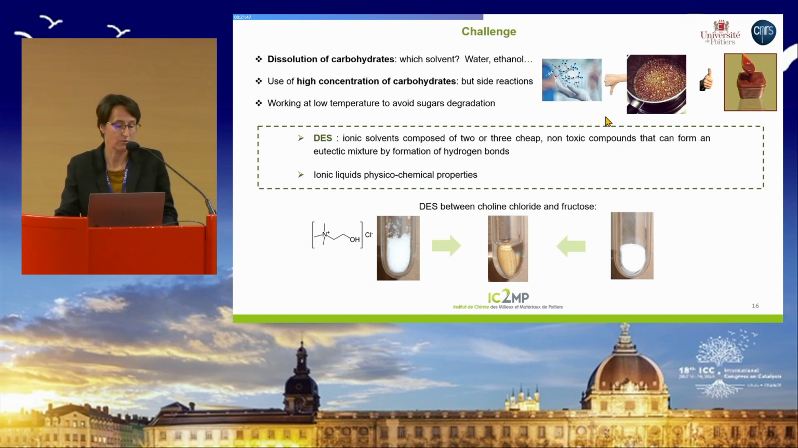So the main idea was to use deep eutectic solvents. I don't know if you are aware of these solvents, but I will just give you some slight information on this solvent. So deep eutectic solvent, generally, it's composed of 2 or 3 cheap non-toxic compounds that can form an eutectic mixture by forming hydrogen bonds. So here you have an example when you have choline chloride, solid one, fructose, another solid one. We mix both of them and you obtain a liquid phase. You know, when you have some secondary school students coming to our lab and that we do that, it's like magic for them, because 2 solid becomes liquid and they are very happy, because when you go back to the room temperature, they are still liquid.